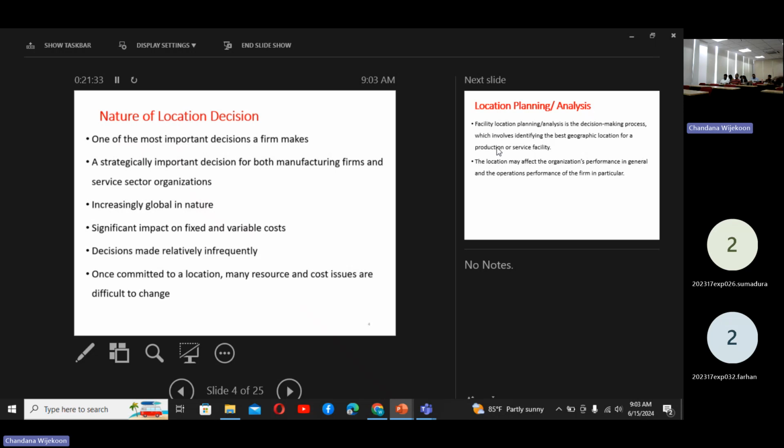The next point, the location may significantly impact the operations cost and supply cost. In that matter, both fixed and variable costs get affected. Can you understand that? Depending on your decision where to locate your factories, warehouses, distribution centers and all, it affects both fixed and variable cost.